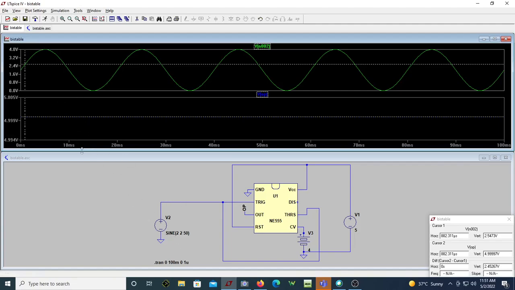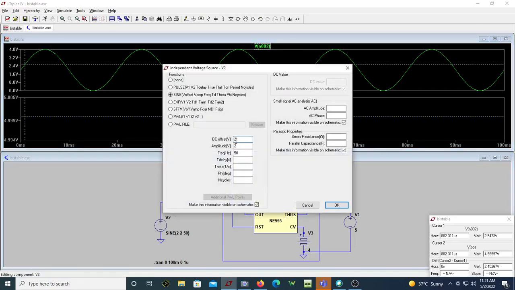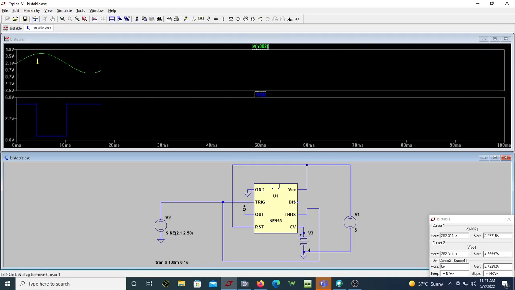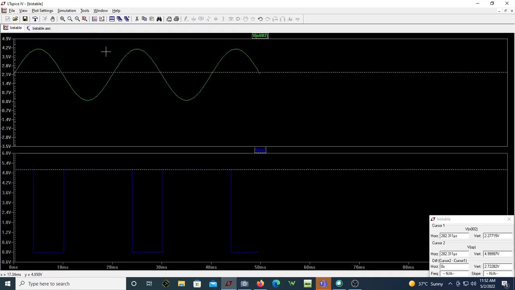So how do I make the output go down from VCC to 0? I need to make the input voltage go more than 4. So let me shift it slightly more. Let me make it 2.1. If I make it 2.1, then it goes up to 4.1, then it will certainly have a transition. As you know, whenever it goes above 4, it's having a transition.